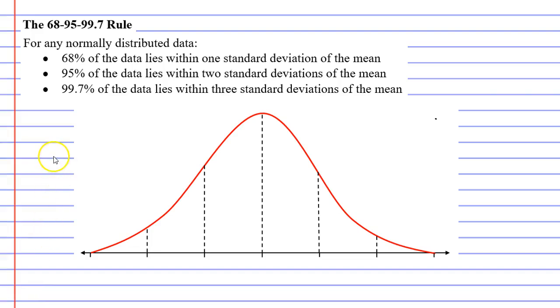In this video, we're going to introduce what is known as the 68, 95, 99.7 rule. Now, this rule applies to normally distributed data, which basically means data that makes this bell curve shape. Now, there are 3 dot points here that basically explain this rule. But if you're new to this rule, these dot points probably won't make much sense to you.